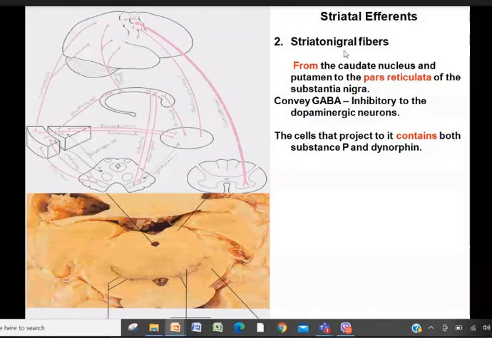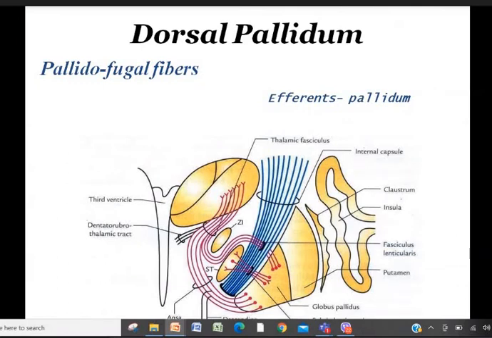So striatal efferents from the caudate nucleus and putamen go to the pars reticularis. So these are the connections, and this also conveys GABA inhibitory signals, and both contain substance P and dynorphin. You'll study in physiology.